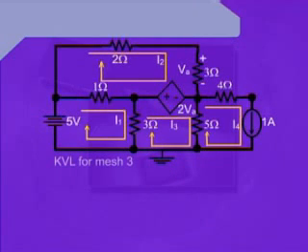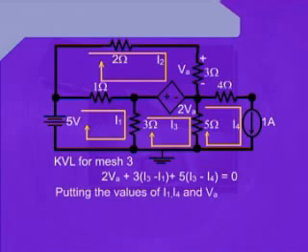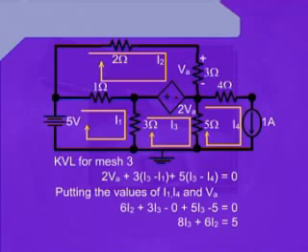The equation for loop number 3 will be 2VA plus 3(I3 minus I1) plus 5(I3 minus I4) equals 0. Putting the values of I4 and I1, and further simplifying it, we write 6I2 plus 3I3 minus 0 plus 5I3 minus 5 equals 0. Further simplifying and rearranging this equation, we can write 8I3 plus 6I2 equals 5.